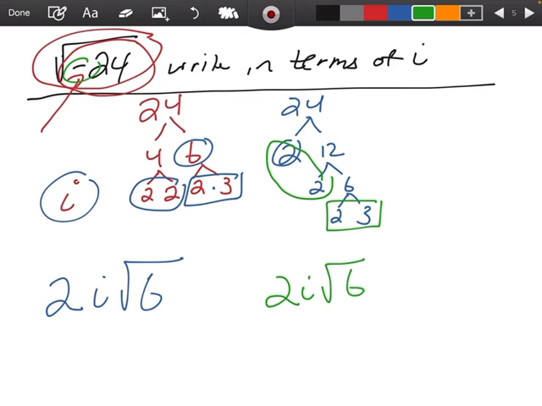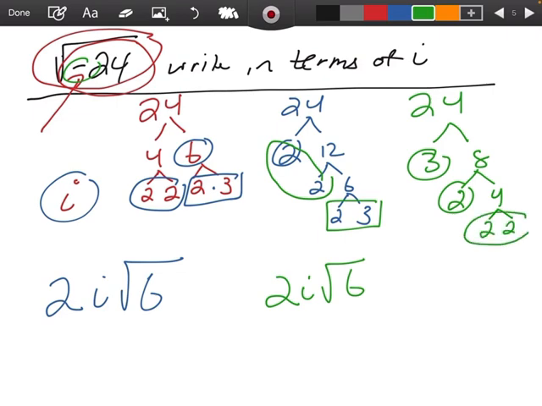Or we could have also said, look, here's 24. Instead of 4 and 6 or 2 and 12, why don't we try 3 times 8? Well, we can't break down 3, but we can break down 8 into 2 times 4. We can break down 4 into 2 times 2. And look, here's our pair of 2's, so the 2 comes outside. Again, because we have that negative, the i is going to come out, and then this 3 and this 2 are going to go back together and give us that 6.